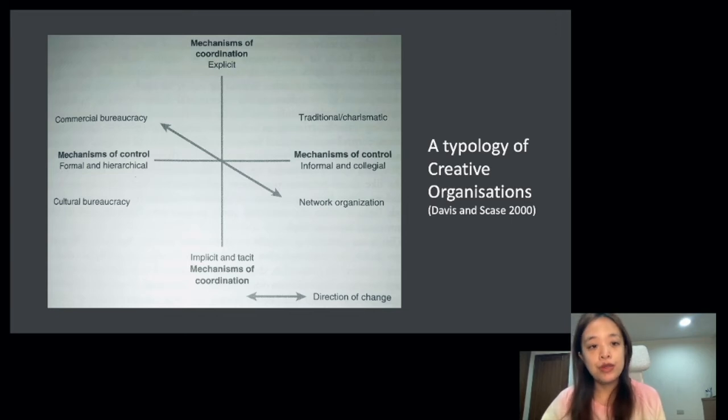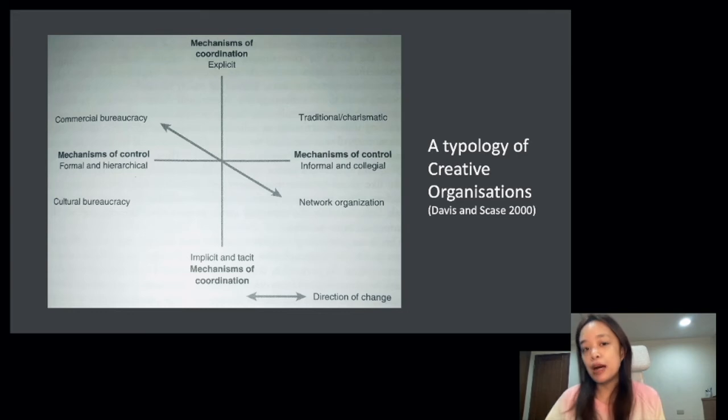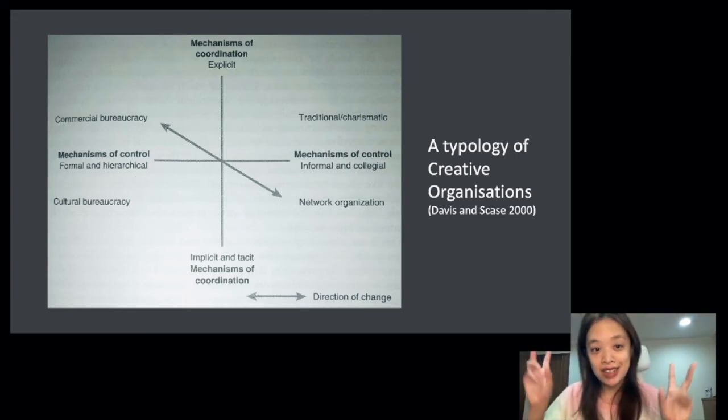But you may also see the direction of change, because an organization could evolve, and could change into different pictures. So sometimes we do see network organizations moving towards becoming commercial bureaucracies. You could definitely think about examples like this, and we could probably see a lot of them in the success stories for creative organizations or businesses.